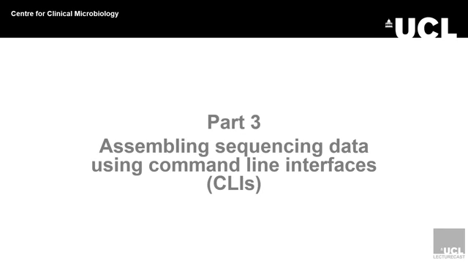Cool. So I'll move on to part 3. This is assembling your sequencing data using command line interfaces. Within each of your barcode folders, or you can rename them as TB1 or whichever isolate it is, if you know what it is, you will have so many FASTQ files, and now you need to stick them all together and create this big jigsaw puzzle of your assembled genome.